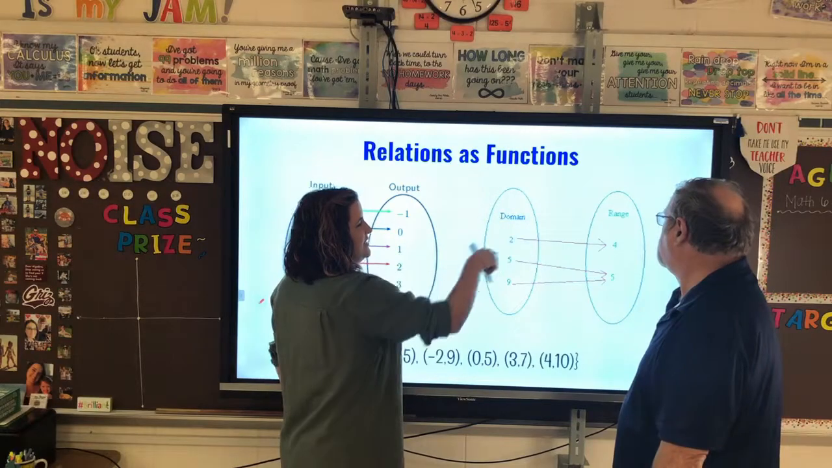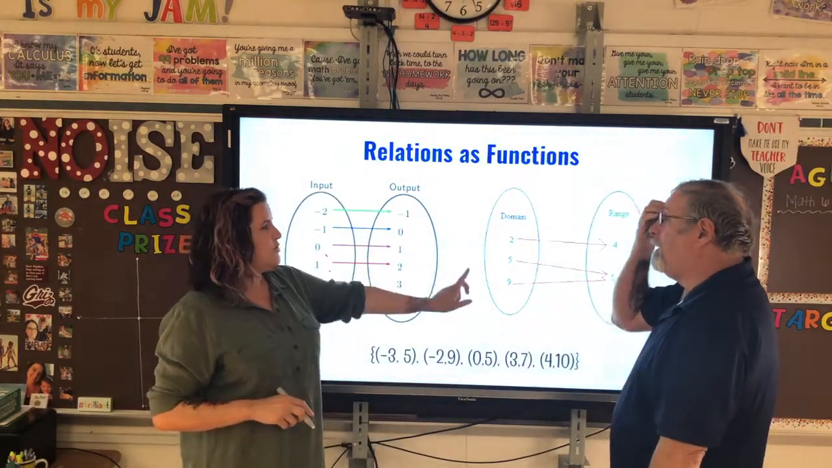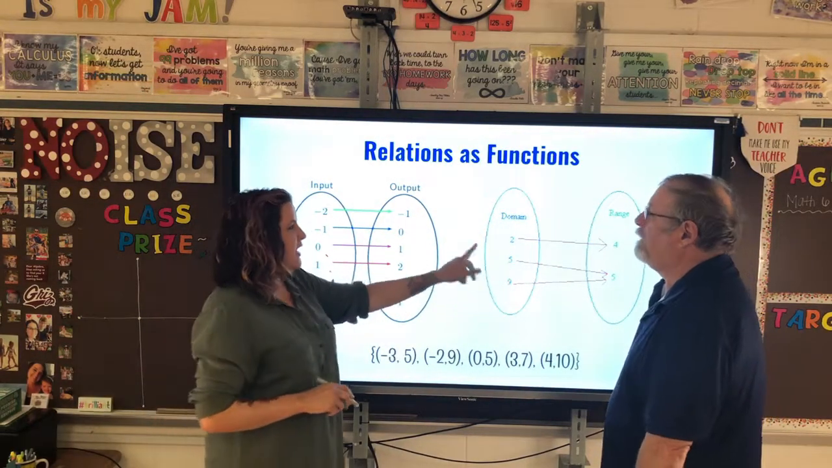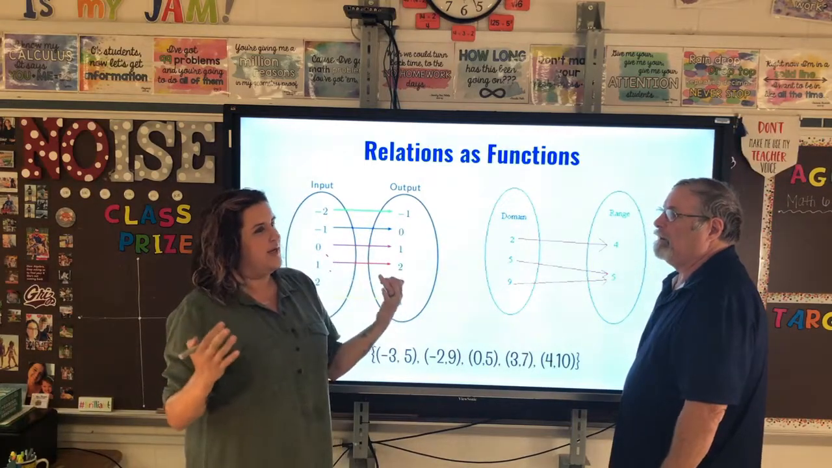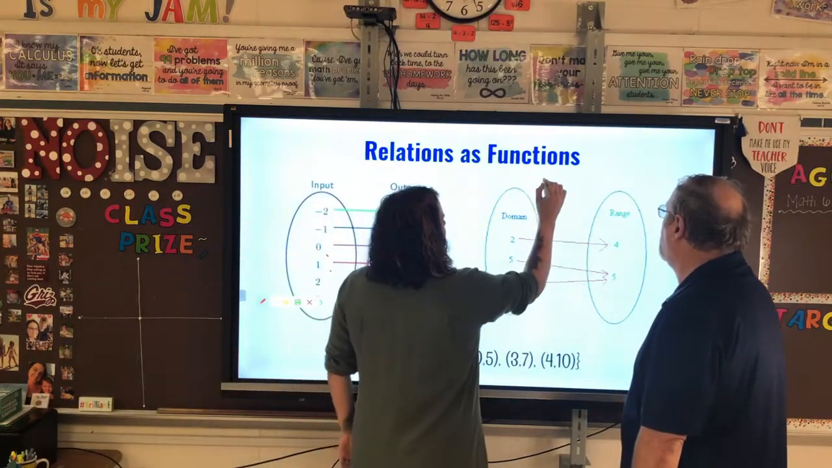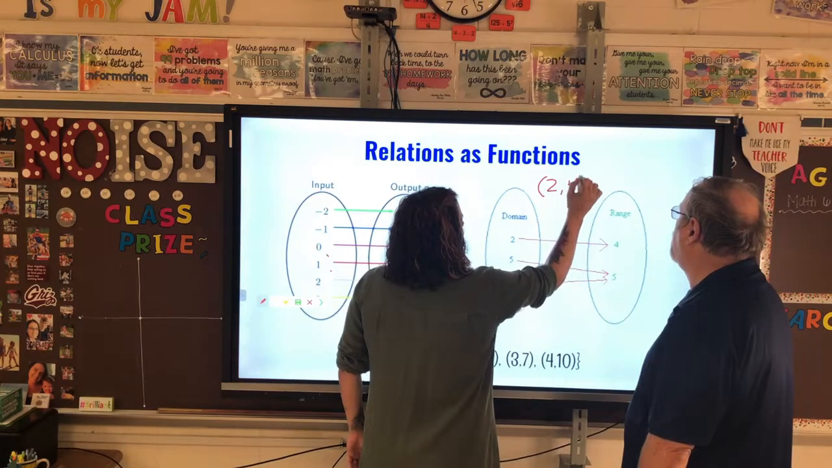So when you see these input-output tables or domain and range circles, these are really just ordered pairs written in a different way. So I could list this out as 2, 4.